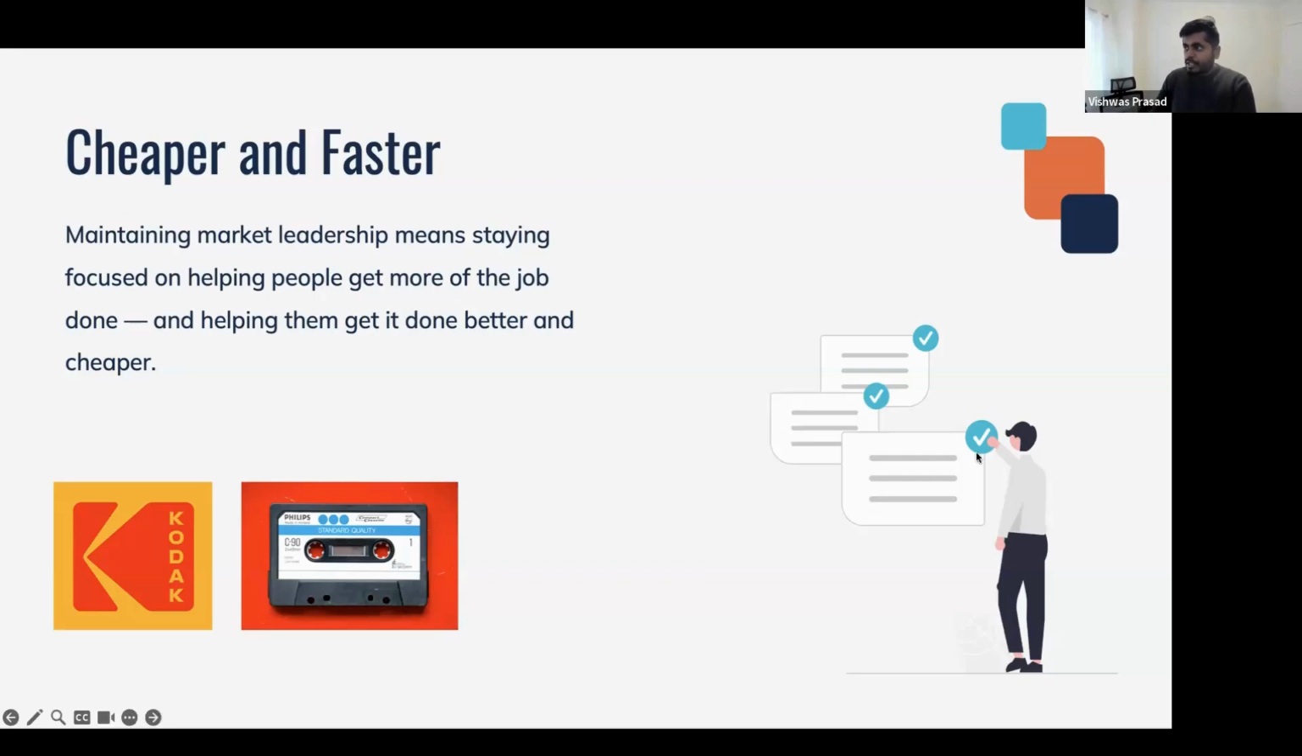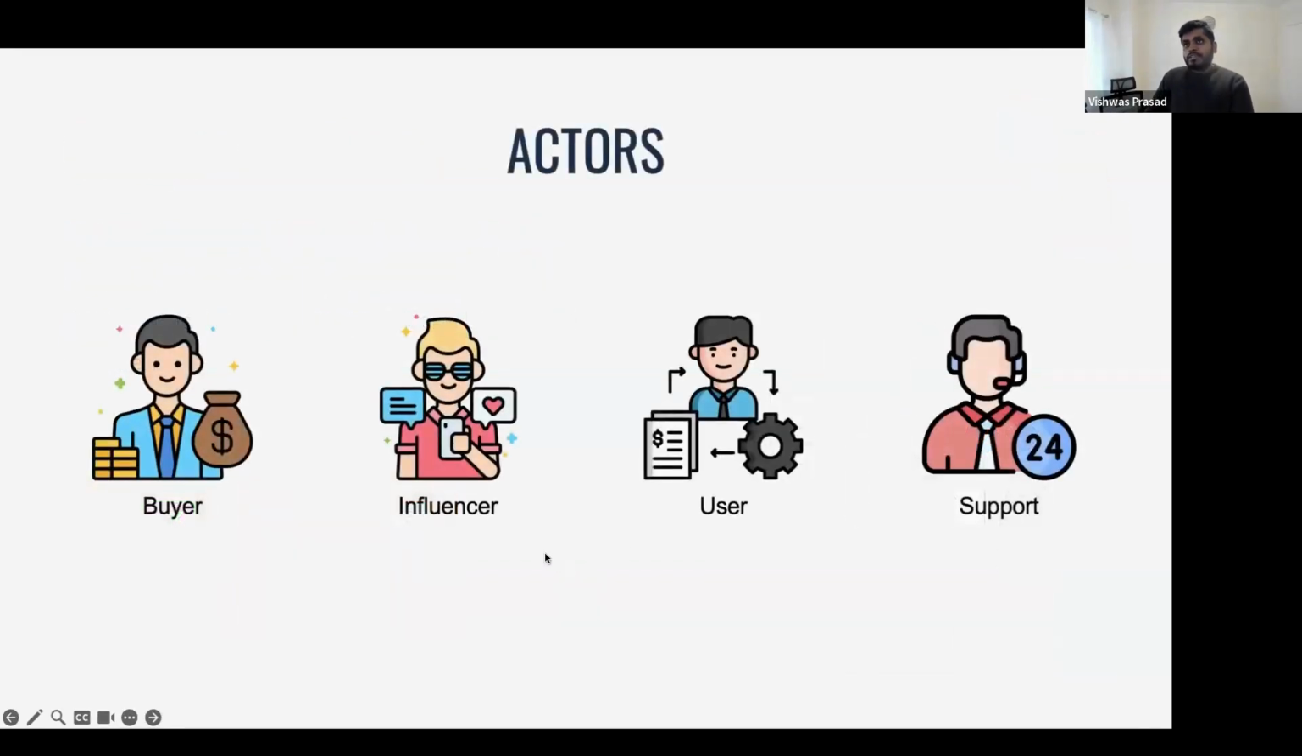So if we look at the jobs to be done framework, there are 4 different actors in any product or in any job, right? The first one is the buyer, who actually pays for the job to be done. The second one is the influencer, who influences the decision of the buyer, saying, okay, let's actually get the job done in this way. And finally, the user, who actually works on the job to get it done. And then the supporter, who supports the job throughout its life cycle from the first touch point to the final touch point.